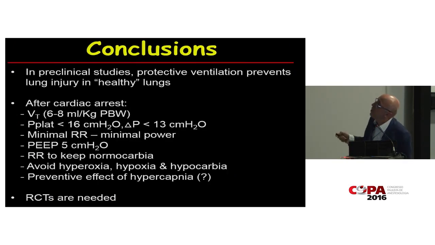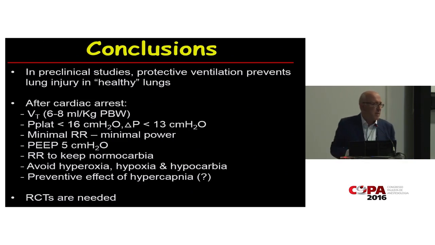Just to conclude, I showed you that preclinical studies show that protective ventilation with lower tidal volume and moderate level of PEEP appears to protect the lung in healthy lungs. After cardiac arrest, even if we have no randomized trial, I think we can suggest low tidal volume between 6 and a maximum of 8 ml per kilogram predicted body weight, plateau pressure less than 16, and look at the driving pressure. We know now that it's very important also in non-injured lungs, at least less than 13 centimeters of water. Minimal respiratory rate in order to achieve normocapnia, in order to avoid excessive power to the lung.